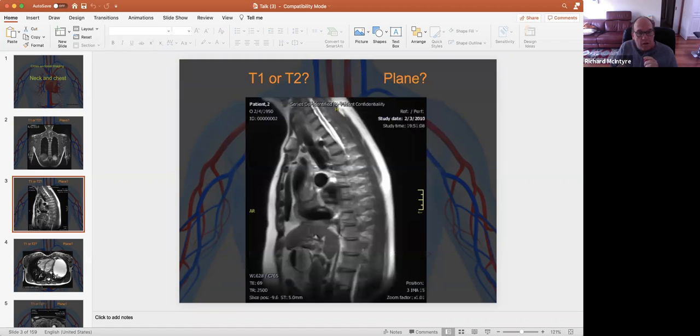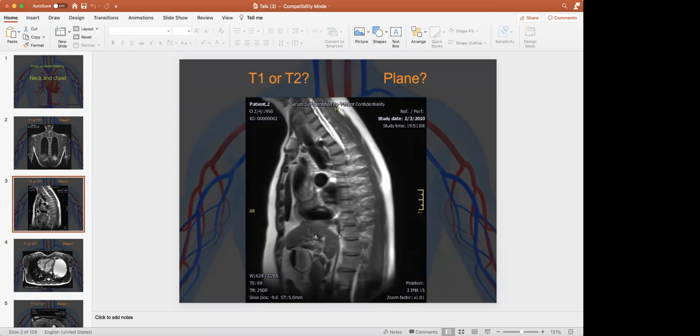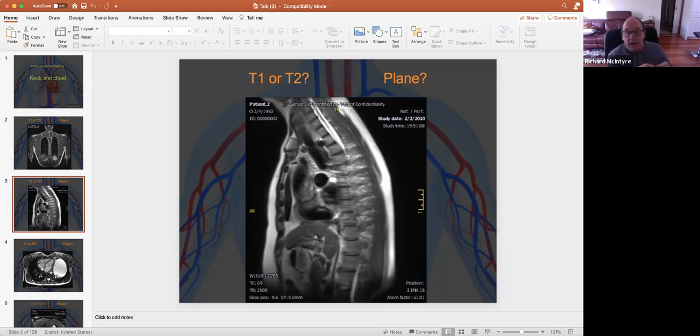Okay, so what about this one? It's sagittal. I'm going to give you the easy option. Can someone tell me whether it's T1 or T2? Is it T2? It's T2. Yep, perfect. And it's T2 because the CSF around this cord is bright. And of course the cord is dark. But the CSF is bright, which means fluid's bright, which means it's most likely to be a T2. Okay.